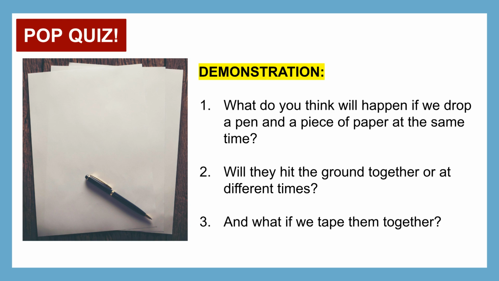Let us start with a quick demonstration. Imagine dropping a pen and a piece of paper at the same time. What do you think will happen? Most people expect the pen to reach the ground first, and in normal air, that is exactly what we observe. The paper flutters down while the pen falls quickly. Now consider this question. What if we tape the paper tightly to the pen and drop them together? Suddenly they fall at the same time. This observation hints that something other than gravity is responsible for the difference.